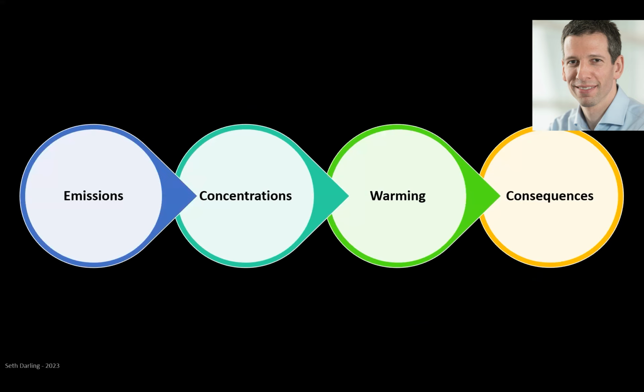So there's a sequence that I'd like to walk us through because we're going to work forward and then we're going to come backwards because we want to start thinking about what we can do about this. So what's happening is we're emitting carbon dioxide. That is leading to an increase in the concentration of carbon dioxide in the atmosphere. That leads to warming, and warming has consequences. So let's keep that whole sequence in mind. I'm going to keep coming back to that.